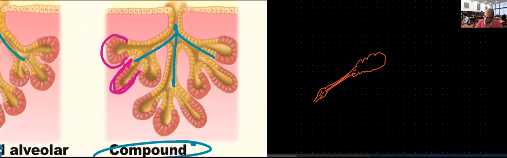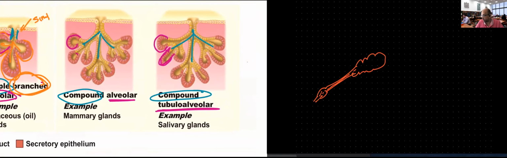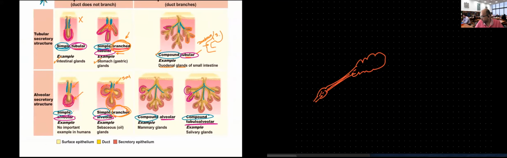Maybe around here, I have some rounded, some tubular. And I have multiple ducts. So what do we call this? It's a compound tubular alveolar gland. And the example here is going to be the salivary glands connected to your oral cavity.